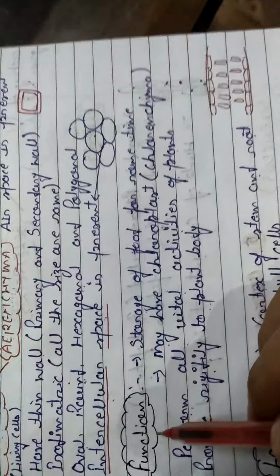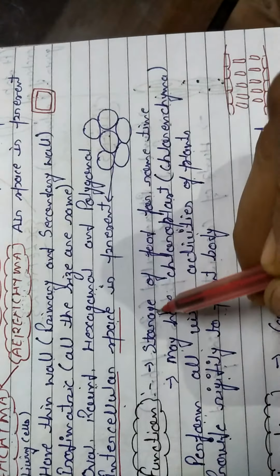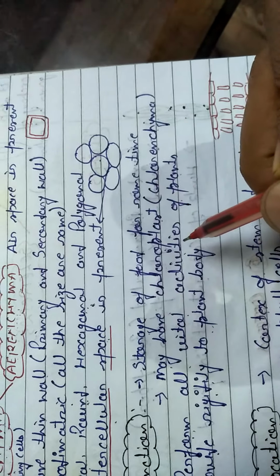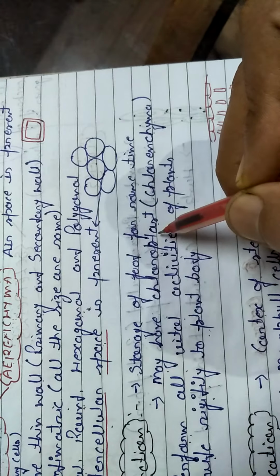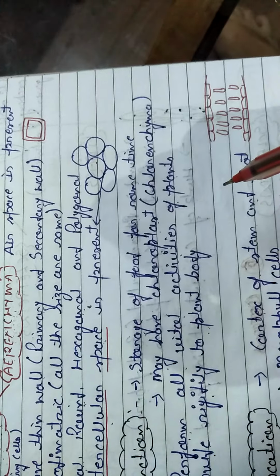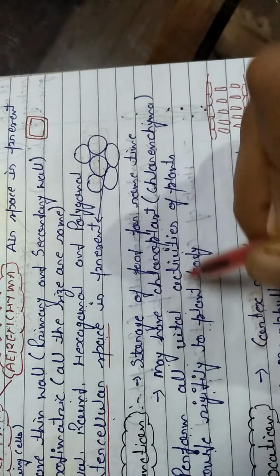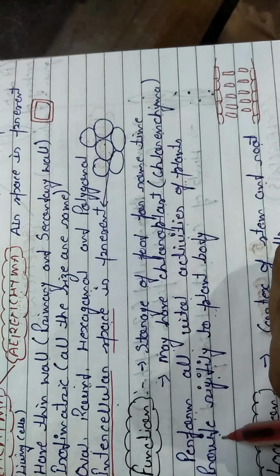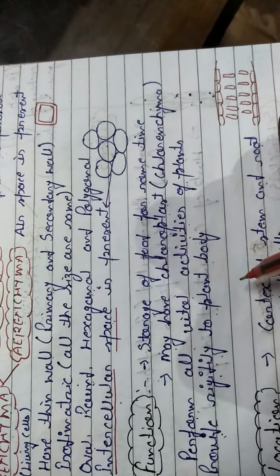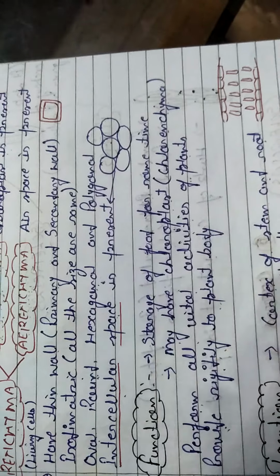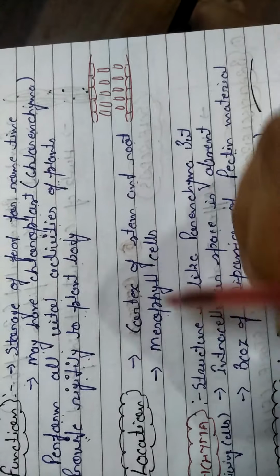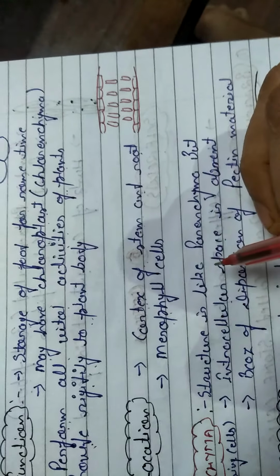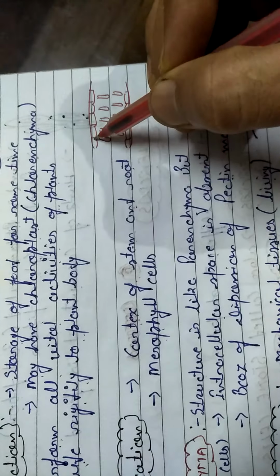Now the functions are, first of all, they act like a storage of food material for some time, and they may have chloroplast. If they have chloroplast, then they convert into chlorenchyma. We know that they perform all types of vital activities related to the plants, and they also provide rigidity to the plant. These are the functions. Now the location of the parenchymatic cells: in the cortex of the stem and the roots it is found, and in some mesophyll cells. Basically mesophyll cells are present in the leaves.